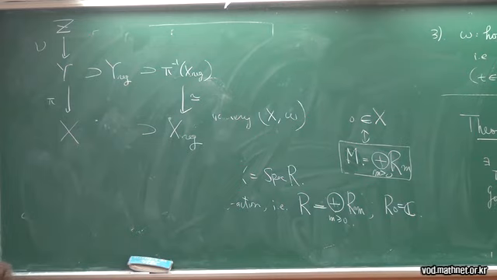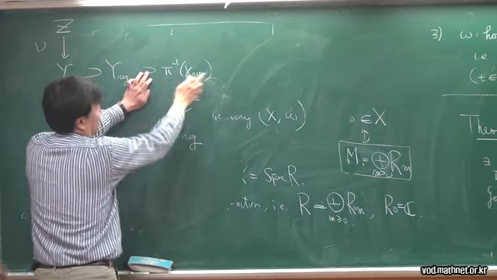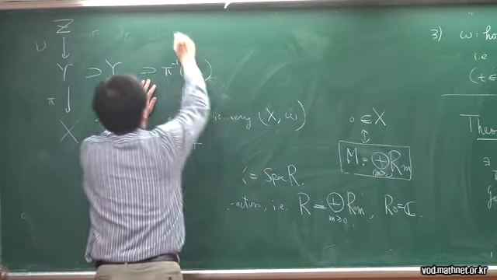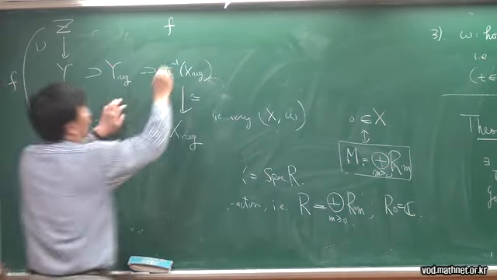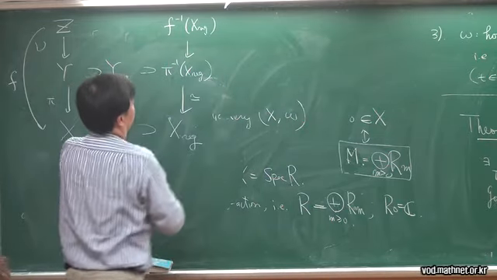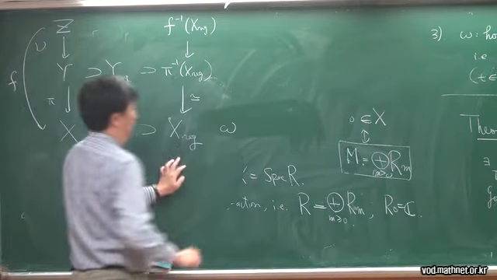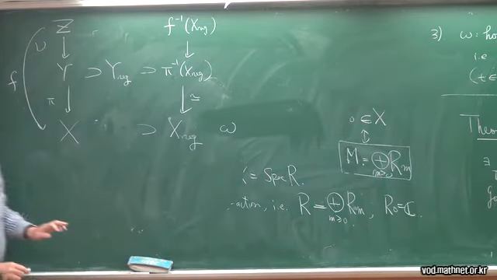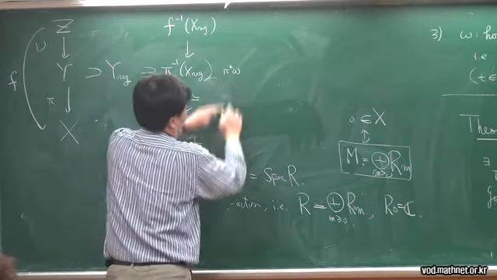If you take the inverse image of this set, you get F, we call the composed map F, then F inverse of the regular part of X. And here you have a symplectic form omega, and here you have a symplectic form omega. Anyway, pull back here.